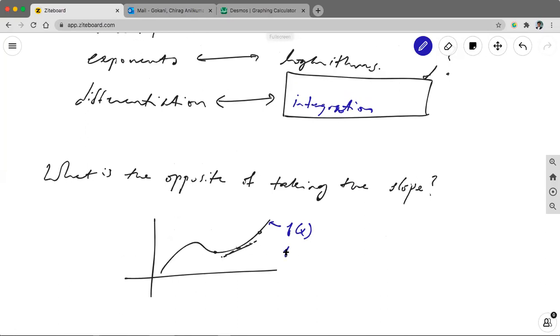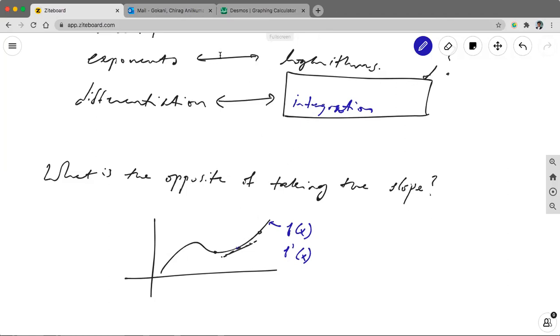So I wanted to find f prime of x. What I'm doing is I'm approaching this tangent line, bringing these two points closer and closer together. Now this is a hard question to answer because it's sort of abstract, but what is the opposite of finding the slope, of bringing points very close and close together and finding sort of the edge of a graph?